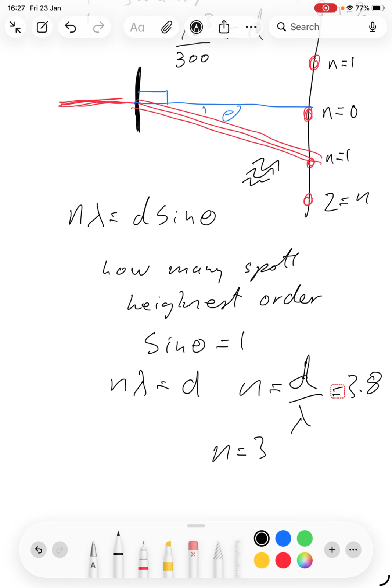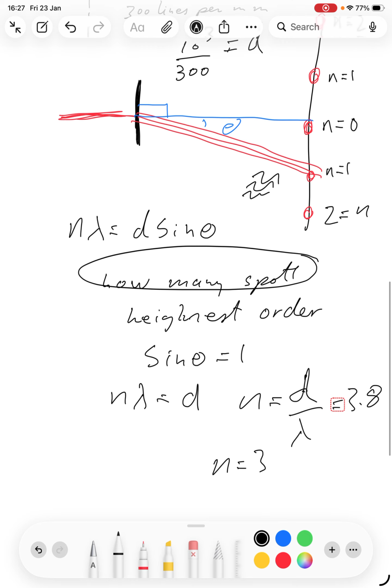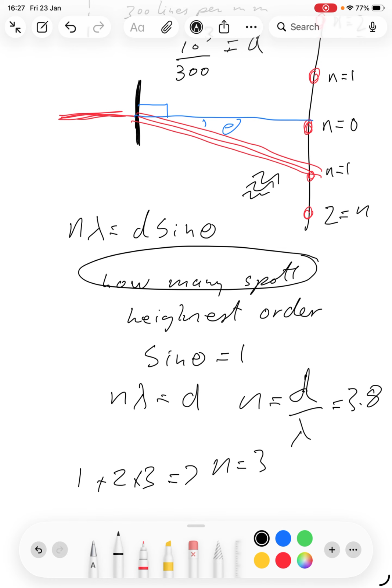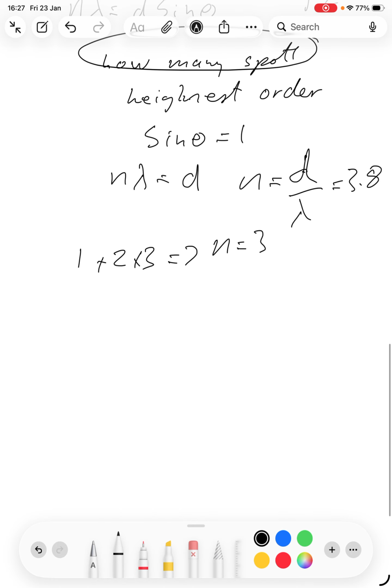But then if we go back to how many spots, well, we're going to have one centre spot plus 6 other spots. There'll be 7 spots in total. Let's see if we click solve there. I don't know where the answer's gone. Never mind.